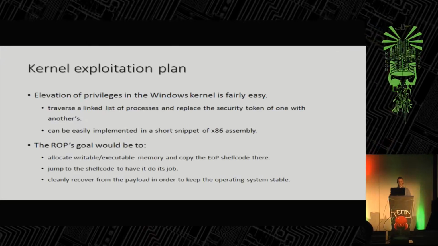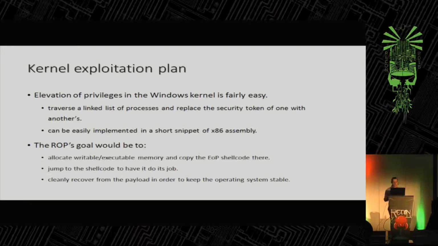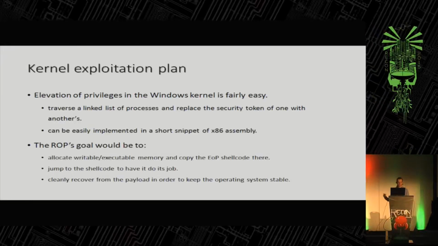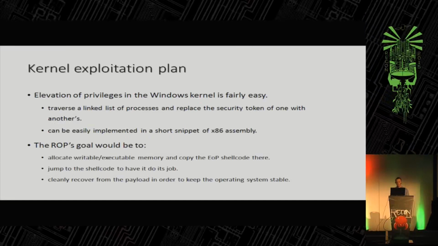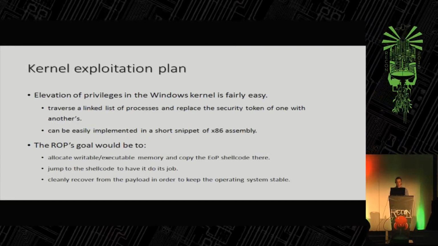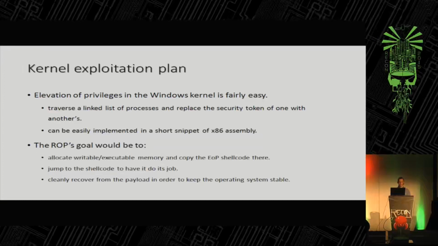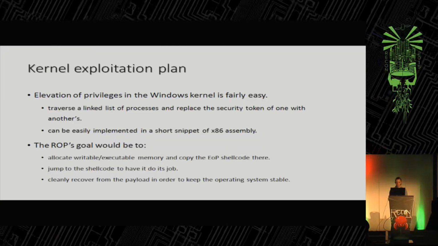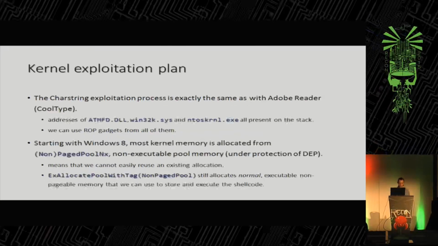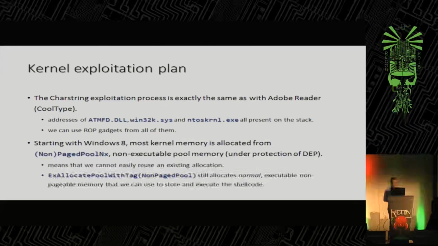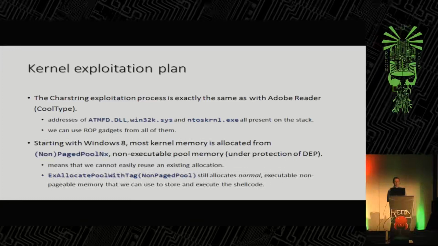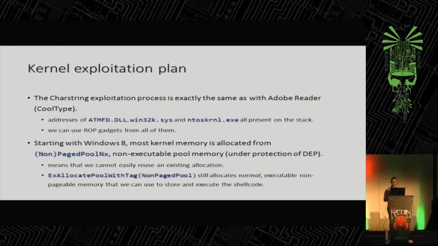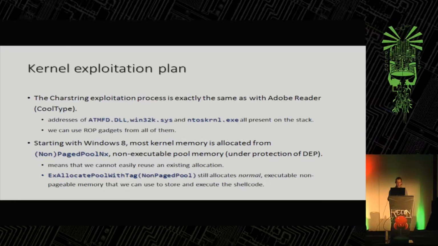x86 assembly. So our ROP's goal in ATMFD would be to first allocate writable executable memory, copy the EOP shellcode there, jump to the shellcode and have it do its job, and then, what is also important, we have to cleanly recover from this whole condition because we don't really want the operating system to crash at that point. So it should be fairly easy overall because the CharString exploitation process is exactly the same as with Adobe Reader. The blend instruction works in the same way.